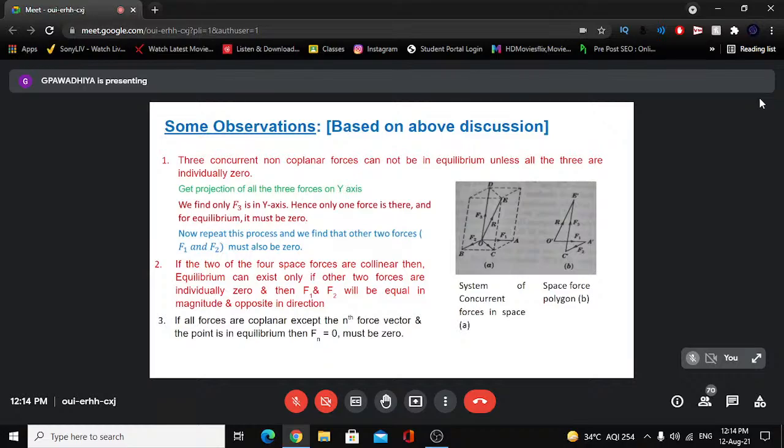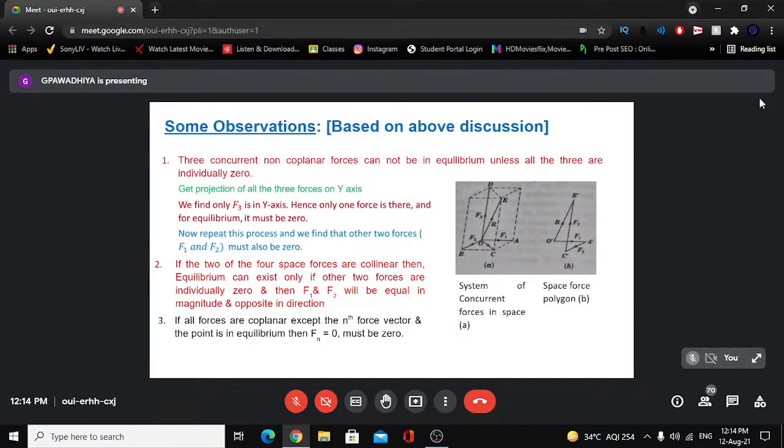And here in this case only 3 forces are there, F1, F2, F3. So sigma Fx is F1, sigma Fy is F2, and sigma Fz is F3. So it means what? If there are 3 space forces acting at a point and for the equilibrium, then all these 3 forces must be individually 0. Then only the point O will be in equilibrium. Otherwise, it will not be in equilibrium.